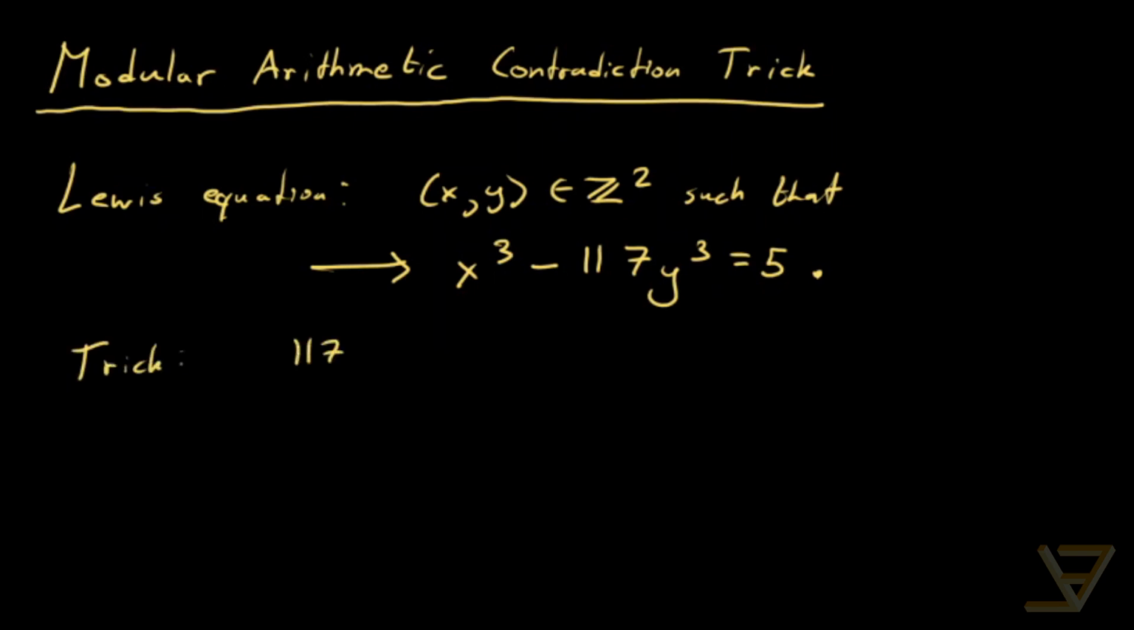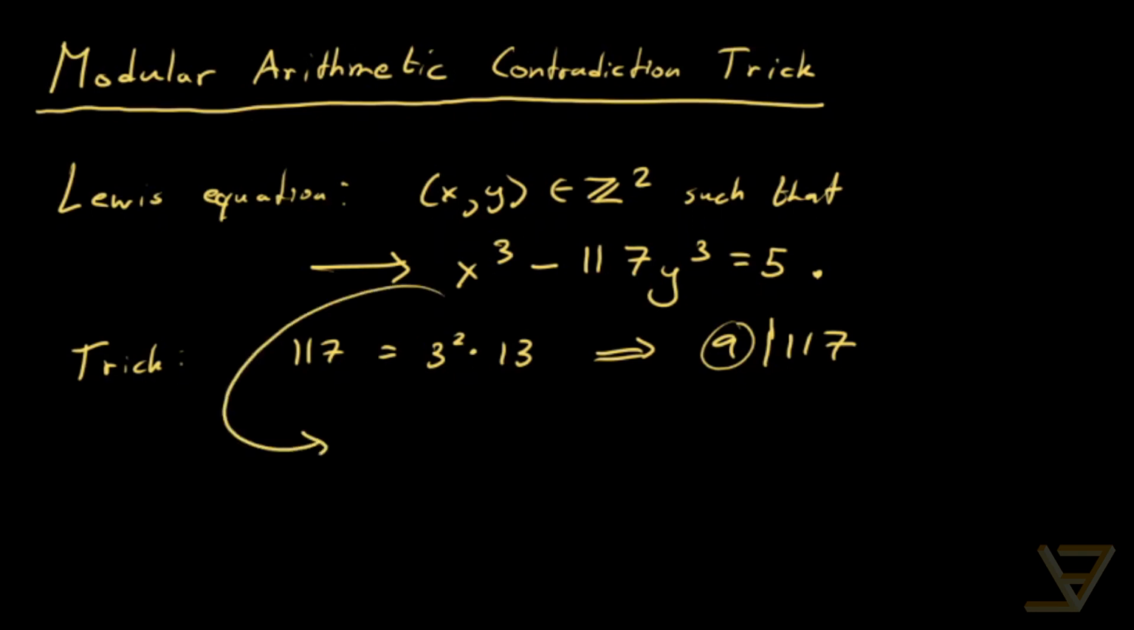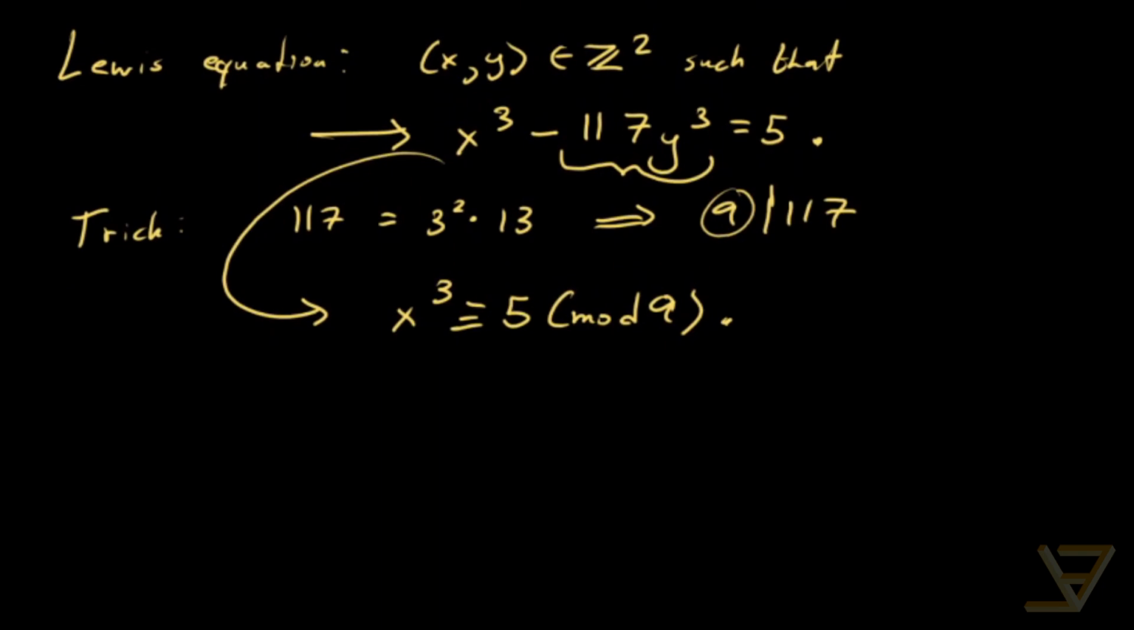First of all, notice that 117 can be written as 3 squared times 13. So that means that 9 divides 117. Now it's not clear why we're taking the factor 9 in particular, but that's going to be the most important observation. So modulo 9, this equation becomes x cubed is congruent to 5 mod 9, because the 117y cubed term gets annihilated.